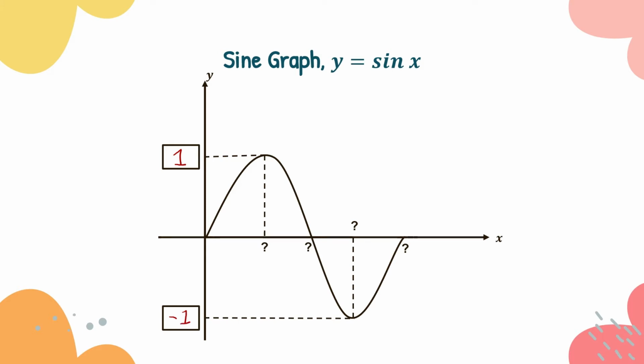We can see that when sine x is equal to 1, the value here will be 90 degrees. And here is 180 degrees, when sine x is equal to 0. And here is 270 degrees, and the last one is 360 degrees. So we must be familiar with all these points and know the position of each of these intercepts and points.